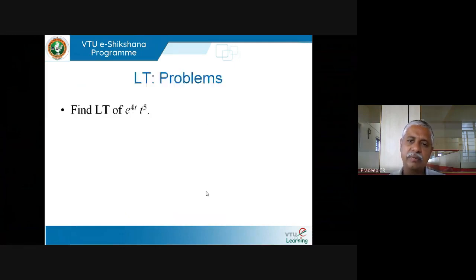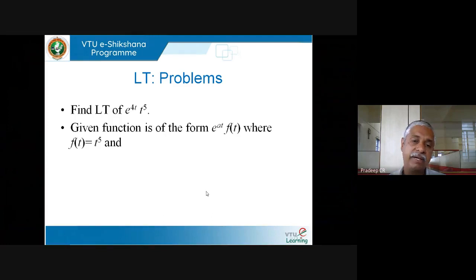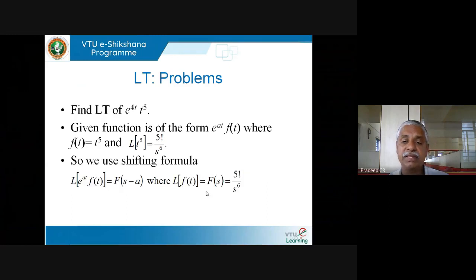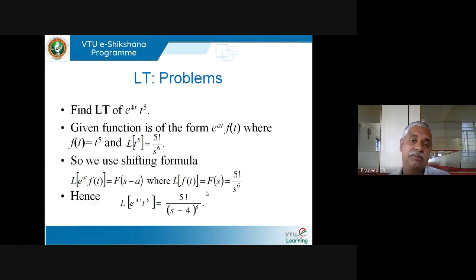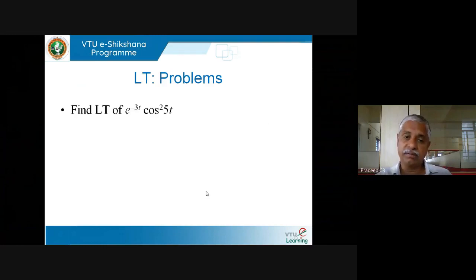Laplace of e power 4t t power 5. Here again I'll find Laplace of t power 5. That's easy, I know that. But this is of the form e power at f(t). So I find Laplace of t power 5, which is 5 factorial divided by s power 6. And now I replace s by s minus a, which is 4, so it will be s minus 4. That's about it. It's as simple and straightforward as that.